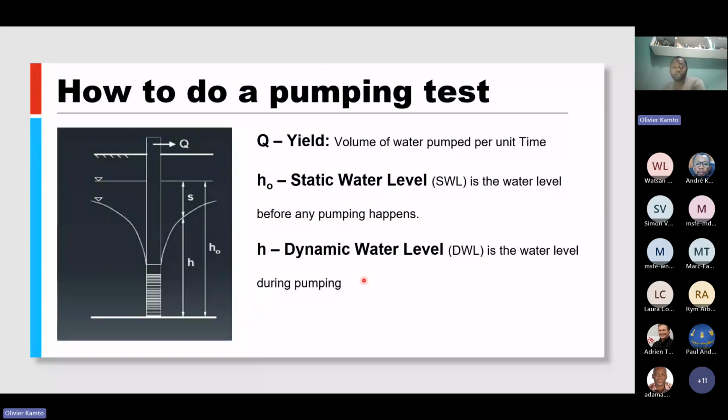And then eventually also what we call the drawdown, which is the difference between the static water level and the dynamic water level.